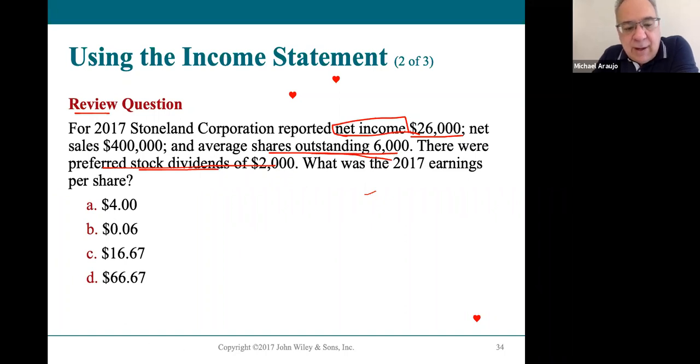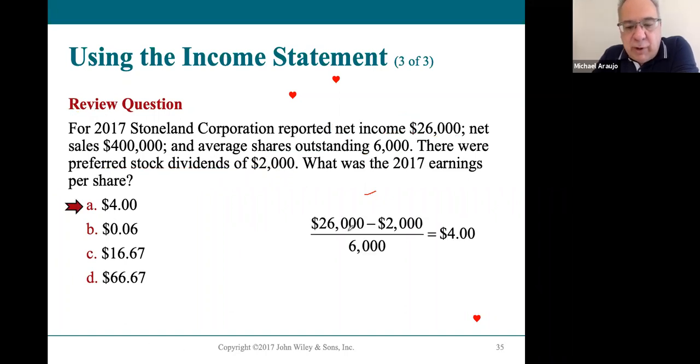And if you do that, it'll come out to $4 a share. So this 26,000 is the net income. This 2,000 is the subtraction of preferred dividends. The rest is left for common stockholders, which is 24,000. There are 6,000 common shares. And so each of them would have a $4 earnings per share for this particular year, 2017.